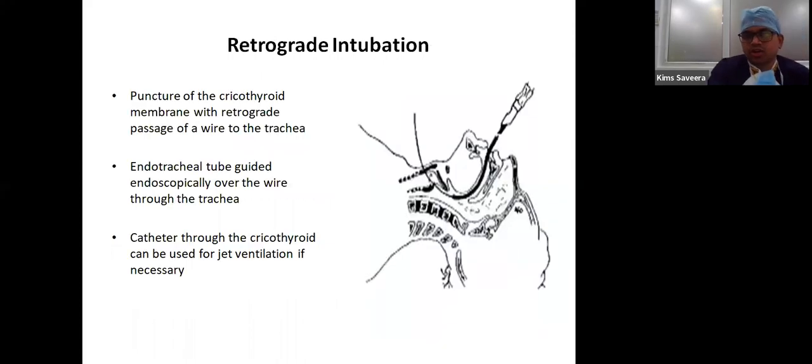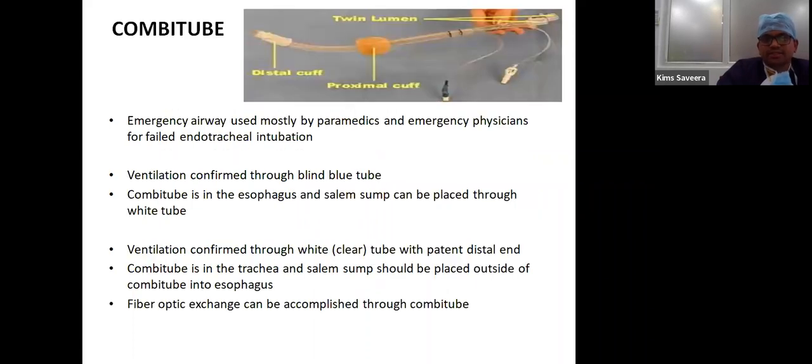And this is a retrograde intubation, where we puncture the cricothyroid membrane and retrogradely pass the tracheal wire, and then we will intubate over this. This is rarely used nowadays because of advanced gadgets.